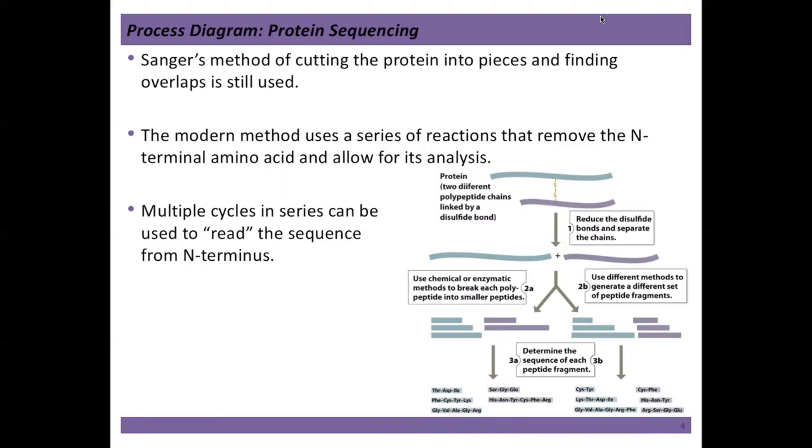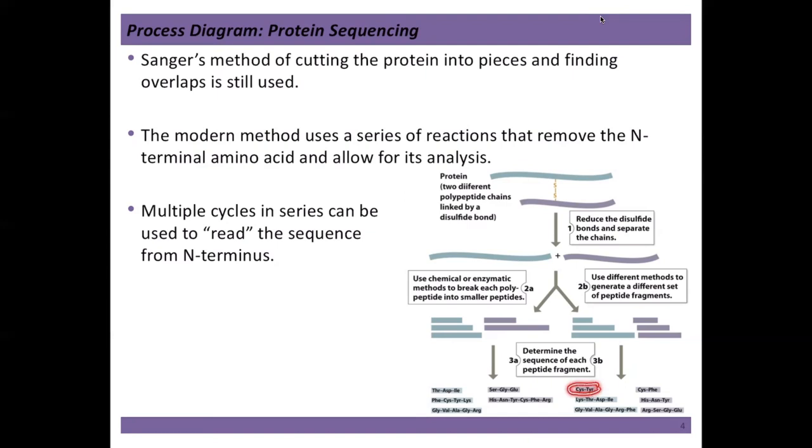So if you have a big polypeptide, even one that's got 2 strands connected by a disulfide, the first thing is you would reduce the disulfide and you'd end up with individual strands here. And then you take those strands and you'd either chemically or enzymatically break them into smaller pieces. And then each one of these pieces you would have to identify and characterize. And then what you do is you would start to align.